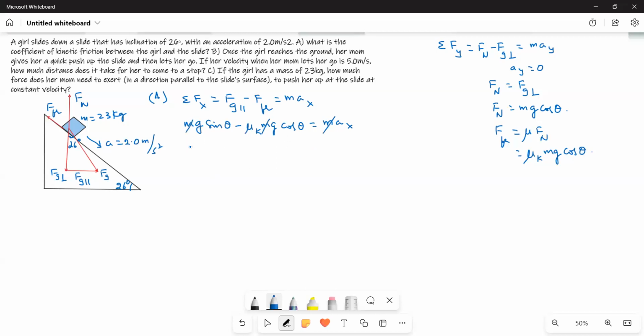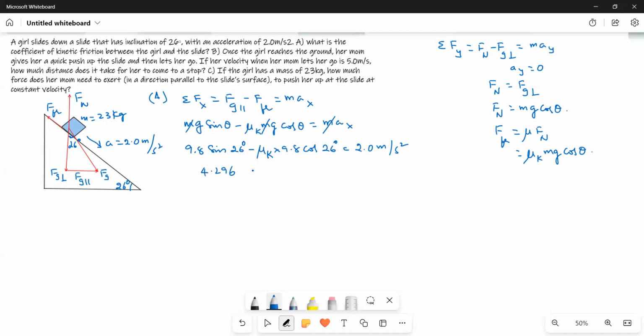Now I will substitute the values. g is equal to 9.8, so 9.8 sine 26 degrees minus mu k, which I have to find out, times 9.8 cos 26 degrees is equal to the value given to us, 2 meters per second squared. Therefore, mu k is equal to, I will write the value. This value is 4.296.